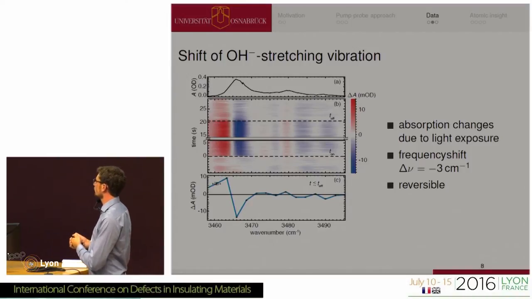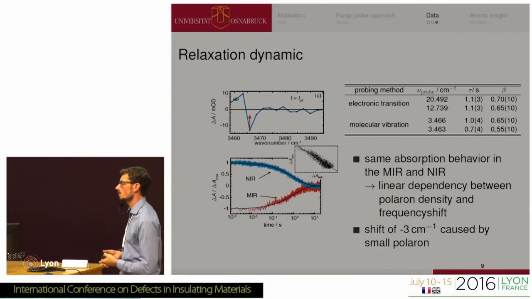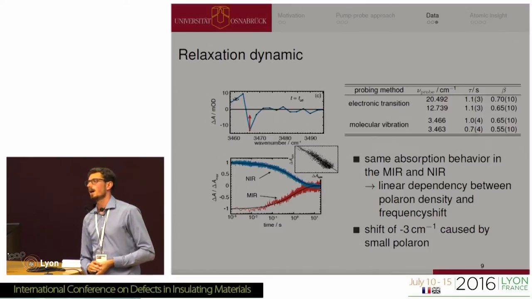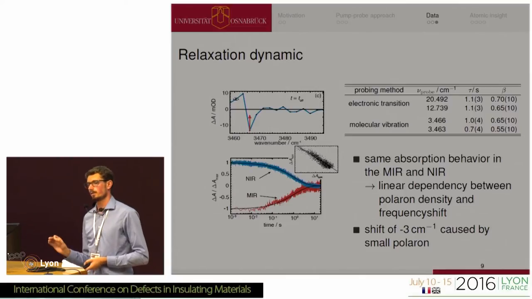I will now look at what happens if we let our system relax into the ground state again. It goes back to zero again, and we can fit this behavior by a stretched exponential function. We now compare these data in the mid-infrared with data in the near-infrared, which have already been attributed to small polaron hopping transport. If we plot the absorbance in the near-infrared as a function of the absorbance in the mid-infrared, we see a linear dependency. So we can say the frequency shift we have seen in the mid-infrared is caused by the small polarons.